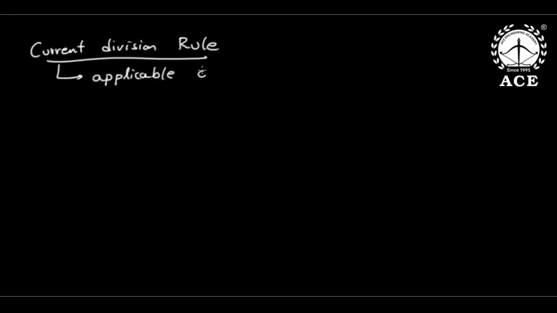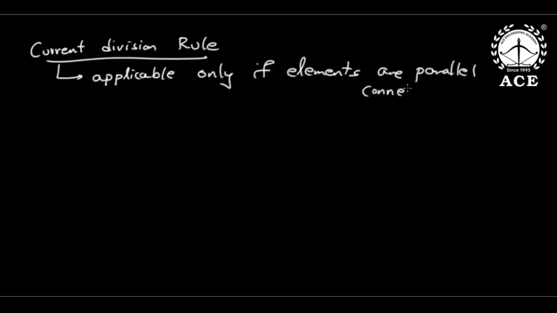Now I am talking about the current division rule. When can you say current division can be applied? Current division rule is applicable only if the elements are parallel connected in nature.